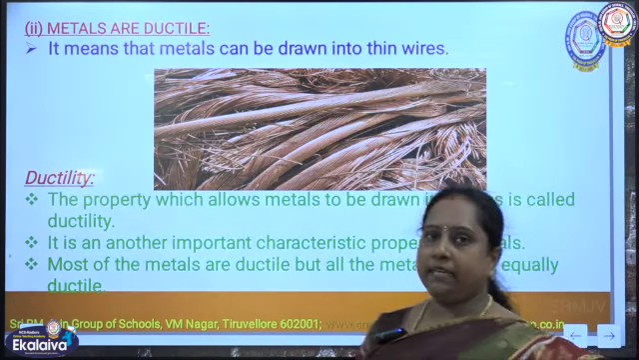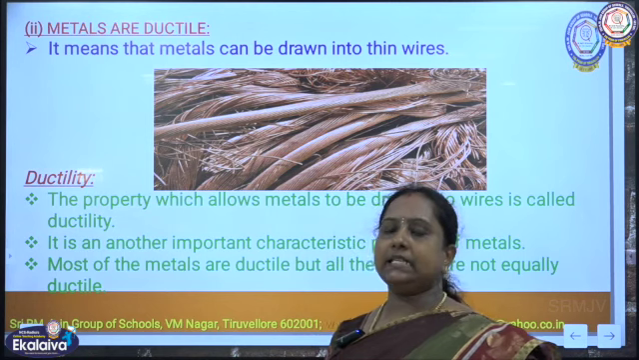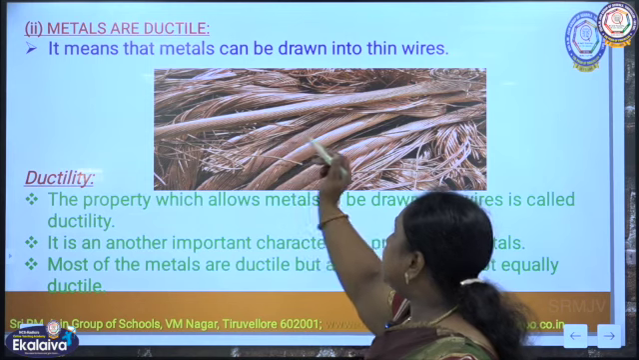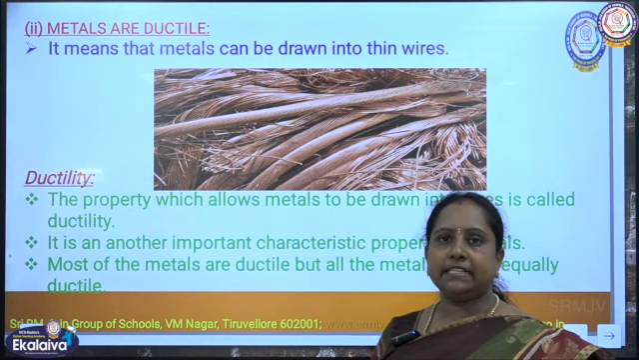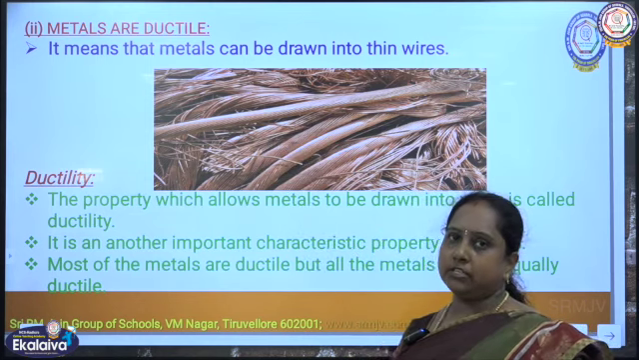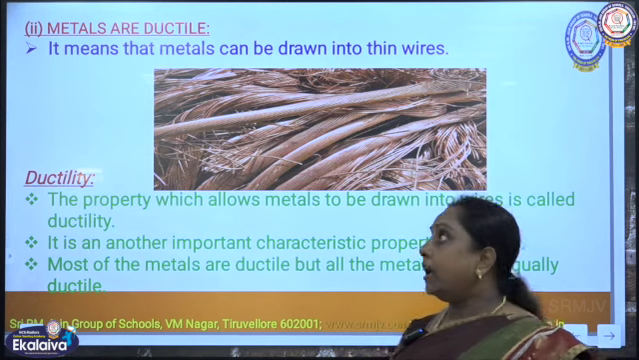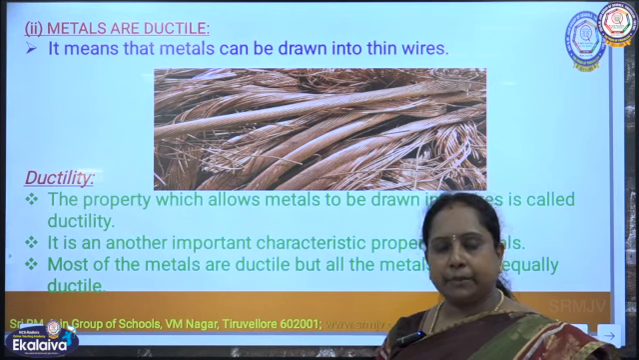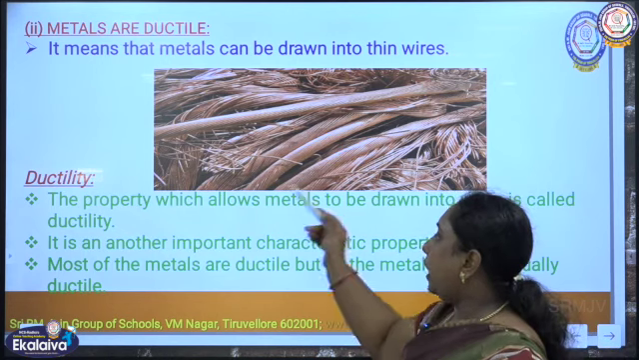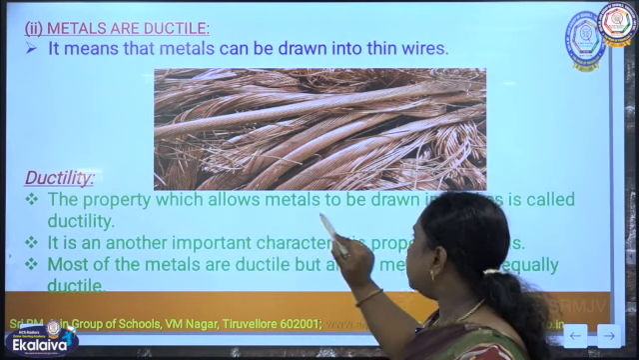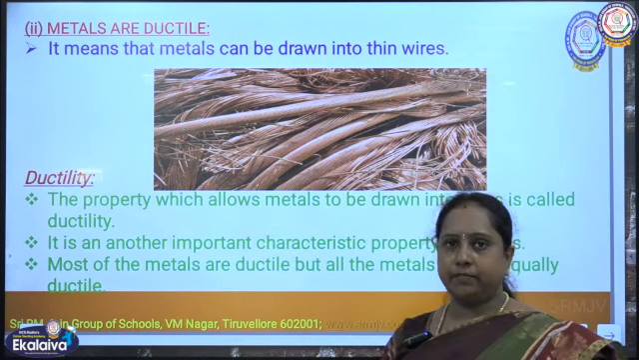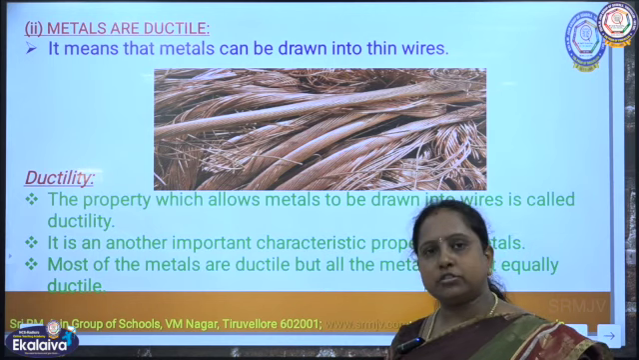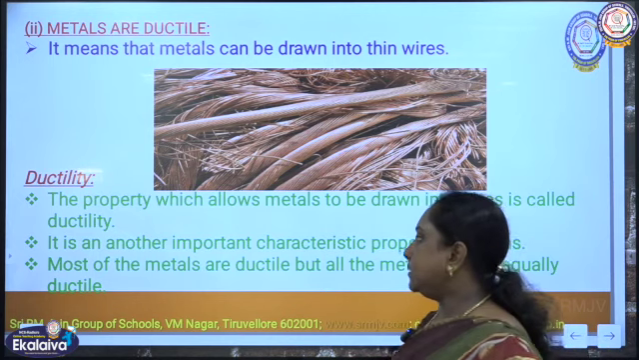And the second important property of metal is ductility. Metals are normally ductile, which means that they can be drawn into thin wires. By drawing them into wires, for example copper, which can be used for electrical gadgets, that means wires, isn't it? Ductility is a property which allows the metals to be drawn into wires, a very important property. Like malleability, ductility is also one of the main properties of metals.